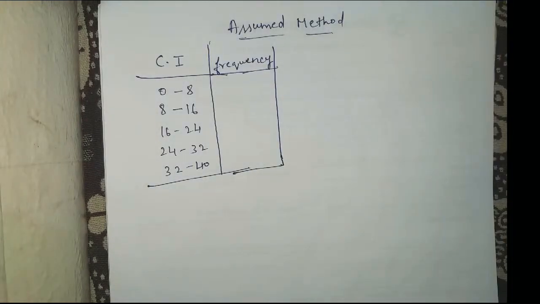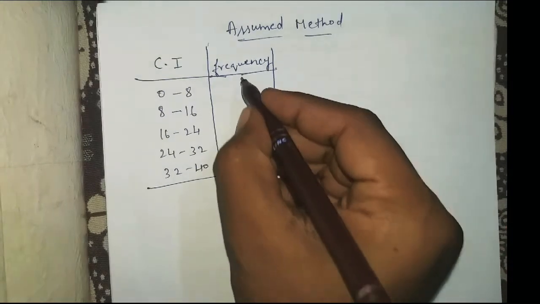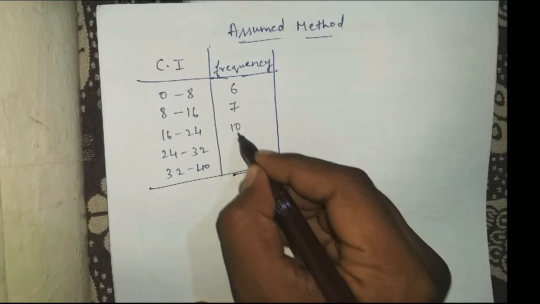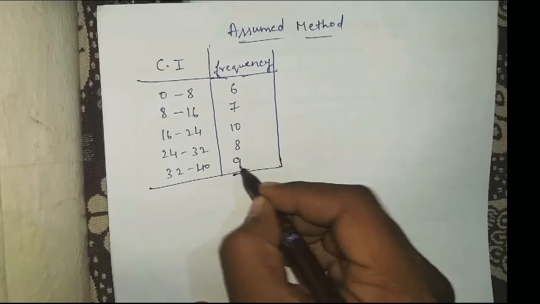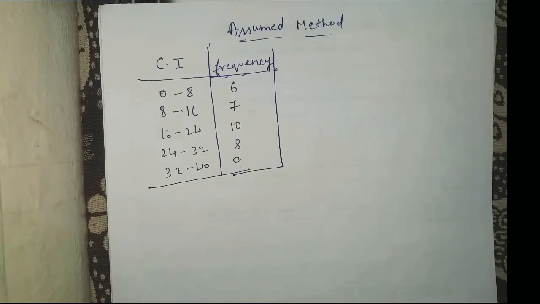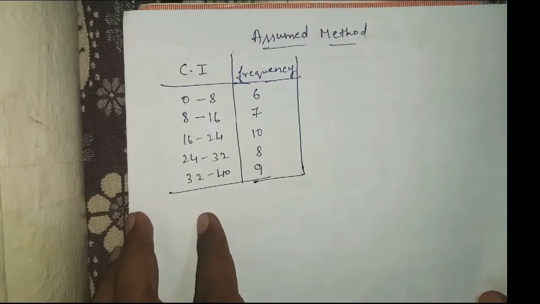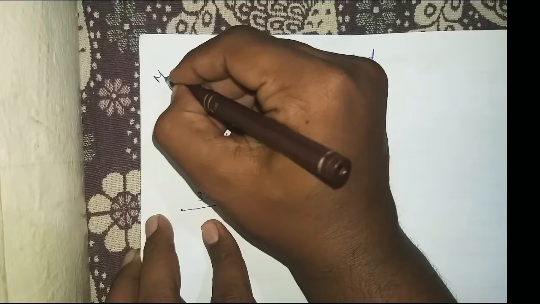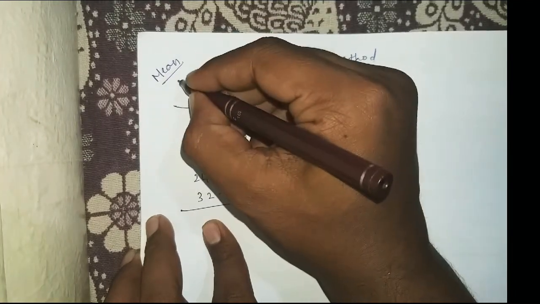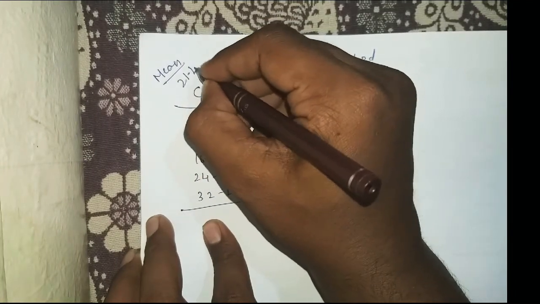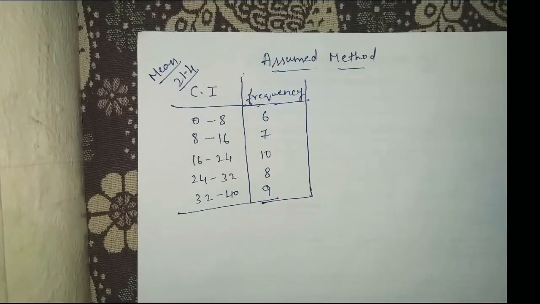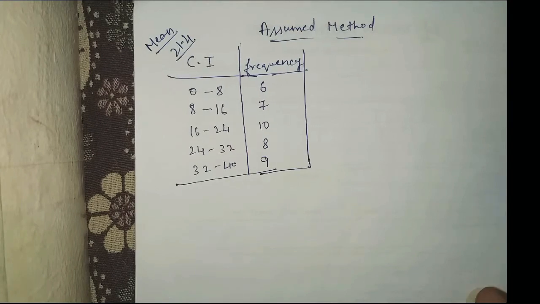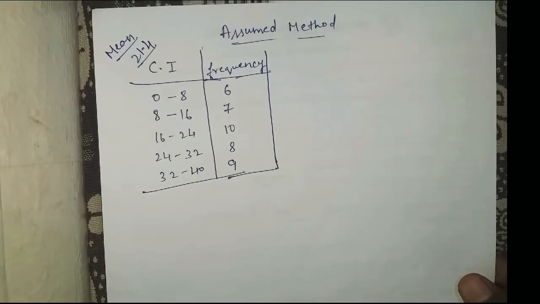Yes. Assuming mean method. Same problem. The frequencies are 6, 7, 10, 8 and 9. So I took the same problem. What is the answer we got? So the mean in the direct method, what is the answer we got? 21.4. Will we get the same answer? We'll check it out. Will we get the same answer in the assuming mean method? We need to check it out.